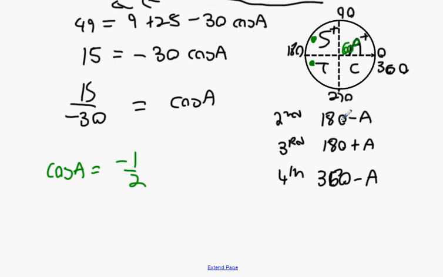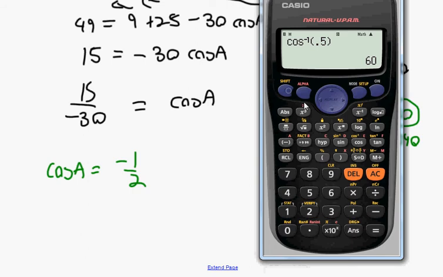However, we now know that A is 60, so now we can use the rules to find out the other answers, okay? So it's 180 minus 60, which is 120, or it would be 180 plus 60, which is 240. But it can only be the 120. That makes sense? Why do you need the minus? If you cos inverse minus a half, it's just a calculator quirk more than anything, I'm afraid.